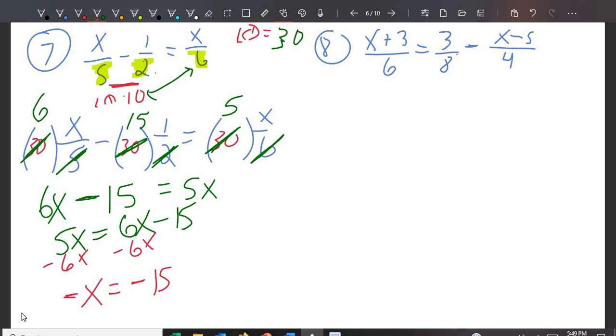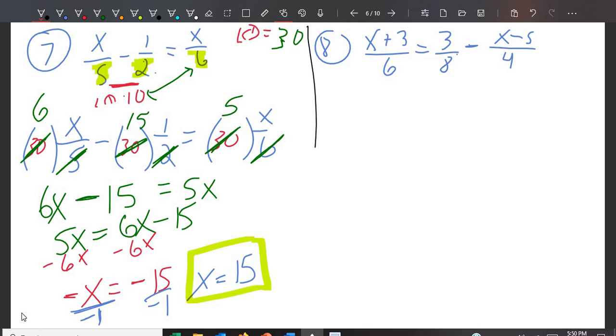Now we're supposed to divide by what's in front of the x. Now what's in front of this x is a negative 1. So when I divide both sides by negative 1, we'll get a positive 15. So be careful with the signs. It's easy to make a mistake.